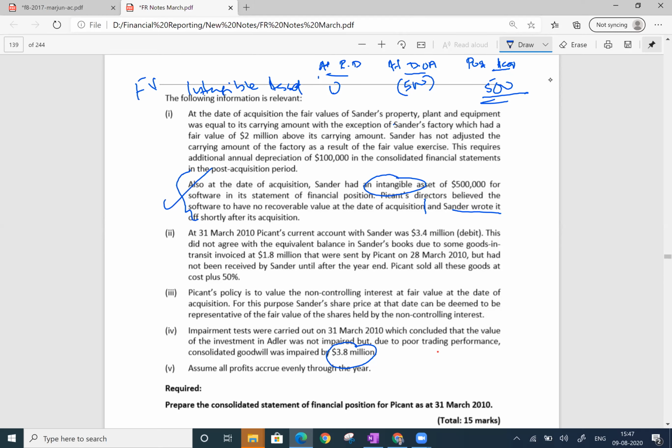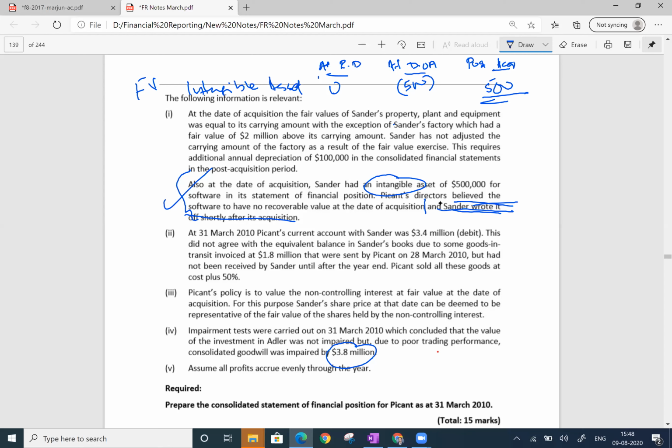So at the date of acquisition, we have to cancel. So minus that, revaluation downwards. Now, one more thing. Now let me ask you a question. If they didn't use this word, in this question they say that it was written off. So at reporting it is 0.